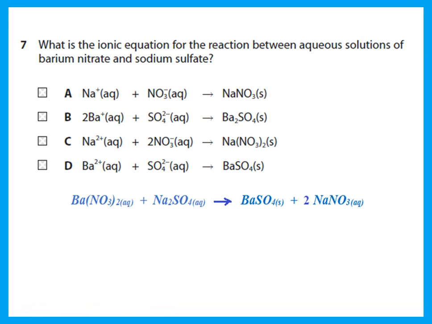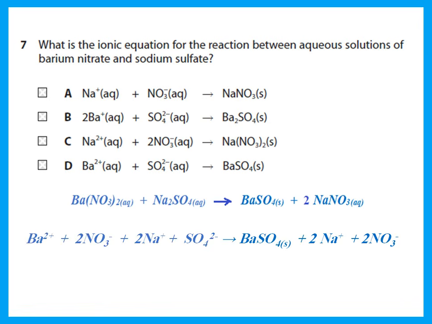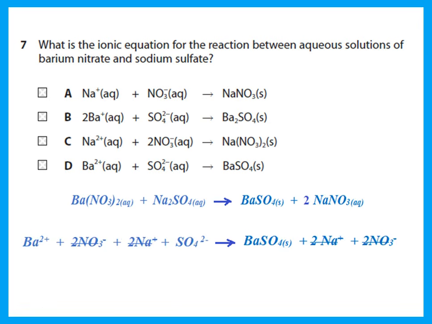Okay, then after ionizing, we find that we have barium ions, nitrate ions, sodium ions, sulfate ions. The barium sulfate remains as it is, it's a solid. And then the sodium and the nitrate are ionized. And then we cancel whatever is the same on both sides of the arrow. So the sodium ions cancel, the nitrate ions cancel, and I'm left with barium ions, which are aqueous, plus sulfate ions, which are aqueous, to give barium sulfate.